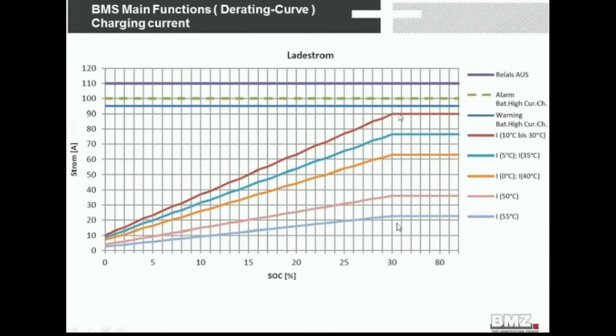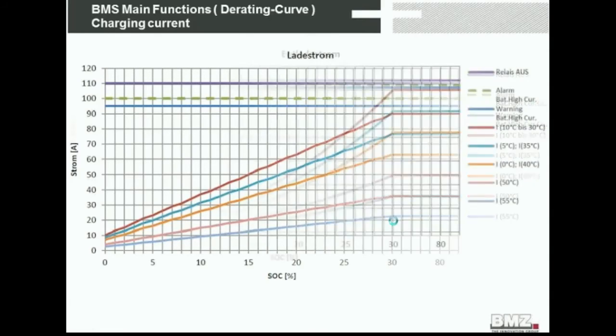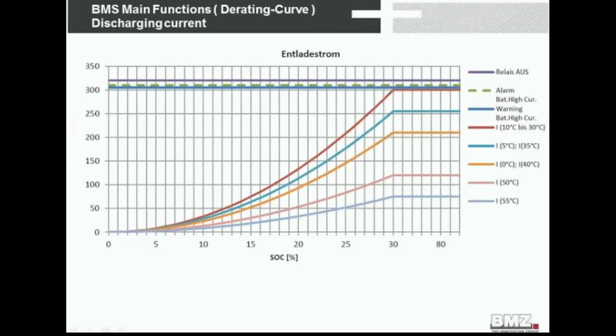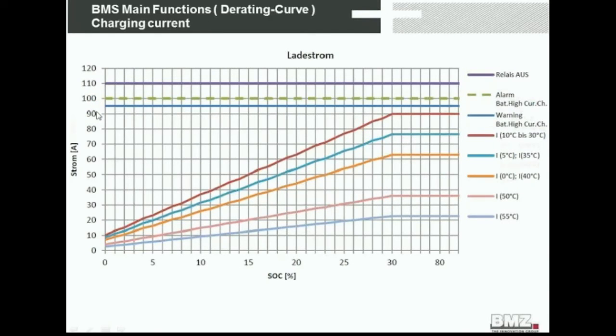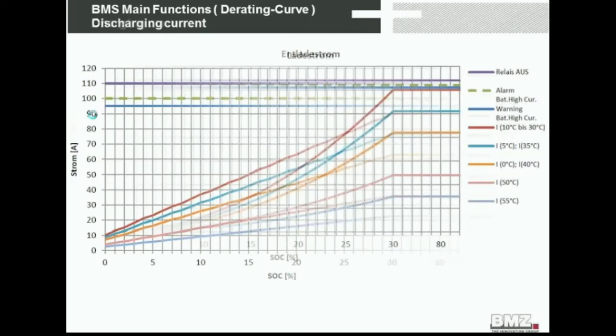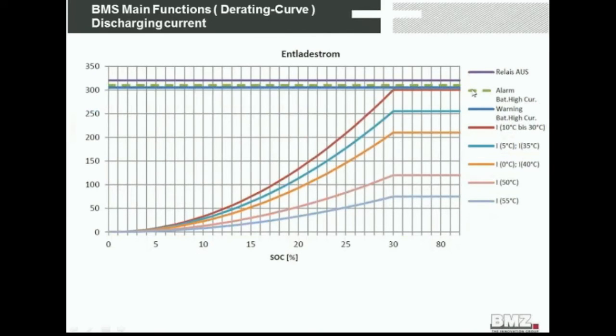You have the same when it comes to discharging: higher temperatures, lower temperatures, SOC, and current. But you see the delta between charging, which is up to 90 amps, and discharging, which is up to 300 amps. When the battery is more or less cool and the state of charge is high, you can discharge the battery with really, really high currents, up to 300. I think no other battery on the market allows this at the moment.